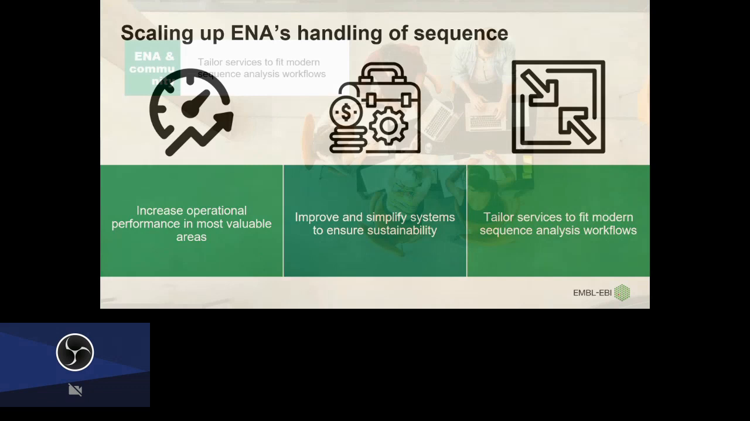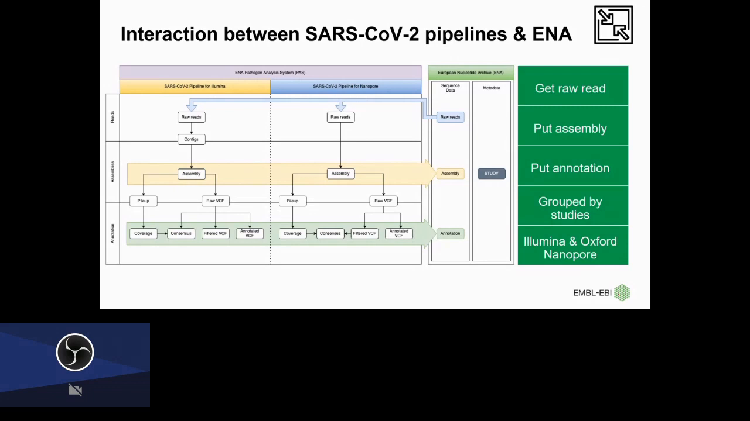So to tailor the service to fit the modern workflow, we studied analysis ourselves on the SARS-CoV-2 pipelines. You may or may not be aware that we have been analyzing the SARS-CoV-2 genomes submitted to us in the past 2-3 years, and we were able to analyze millions of genomes and make the analysis results immediately available back to the community publicly, openly.